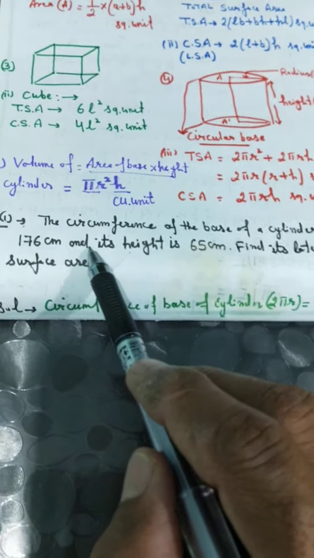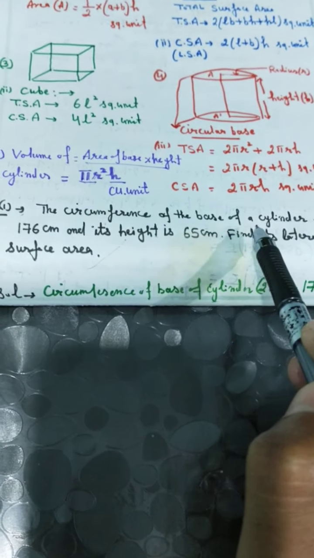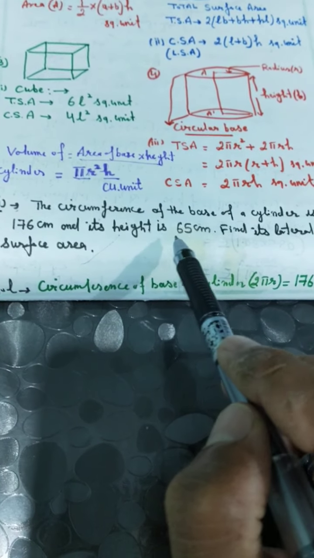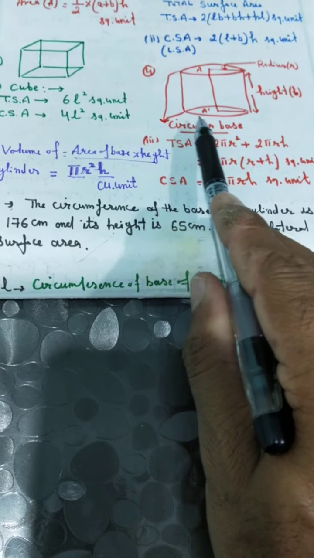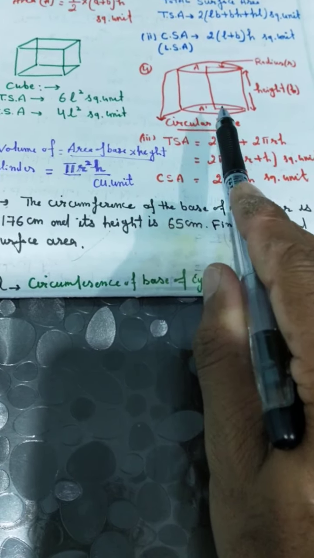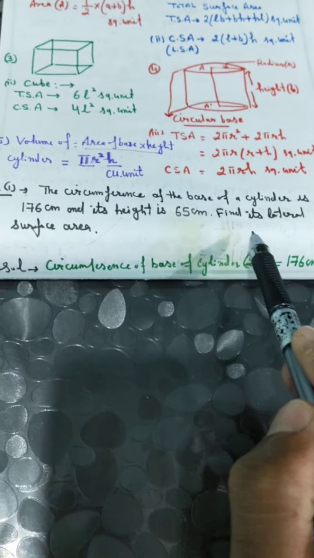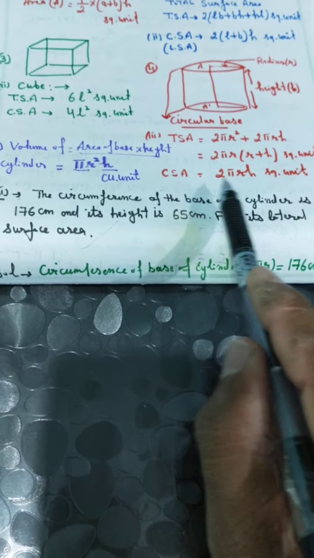First, the circumference of the base of a cylinder is 176 centimeter and its height is 65 centimeter. The circumference of the base of a circle, this circumference is called your perimeter, is equal to 2 pi r, and the height is given. Find its lateral surface area. Lateral surface area is also called your curved surface area.